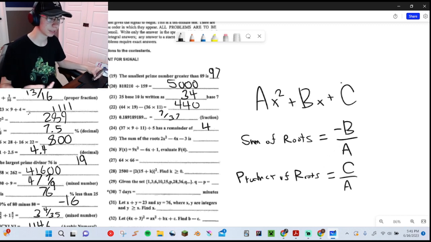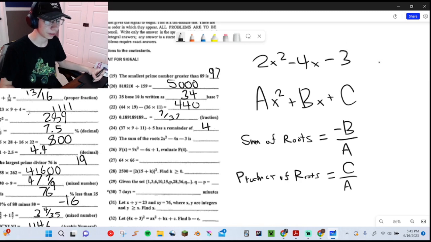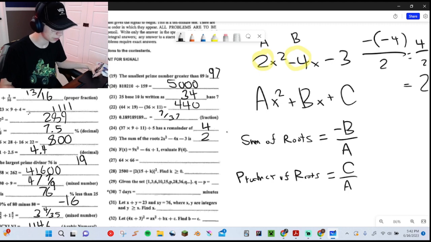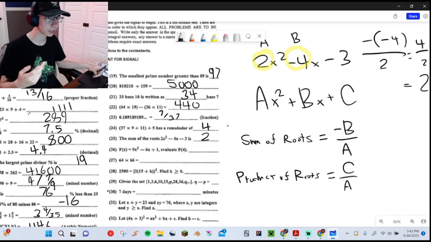So to get the sum of the roots of the quadratic 2x squared minus 4x minus 3, well, negative 4 is my b, and 2 is my a. So I'm doing negative, the opposite of my b, over a, which is just 4 over 2, which is just 2. So the opposite of negative 4 over 2, so 4 over 2 is 2. That would be the sum of the roots.